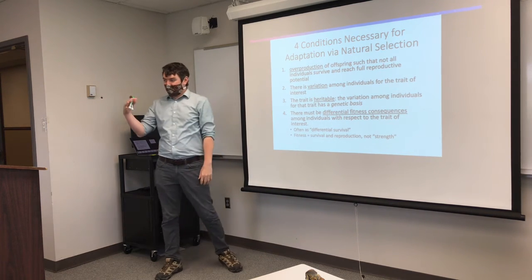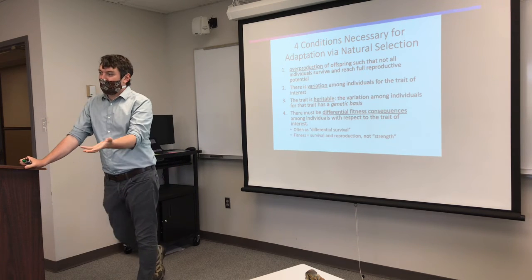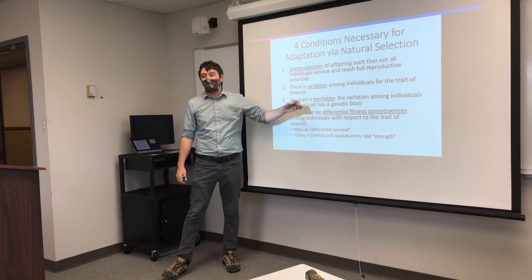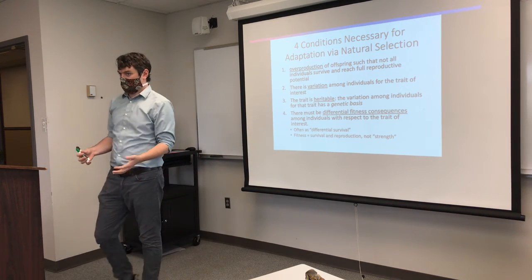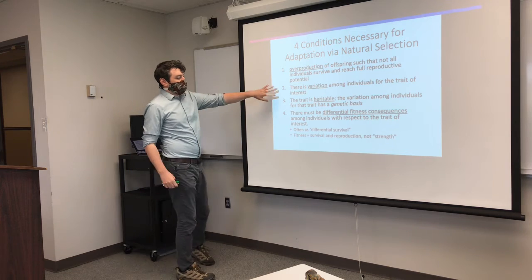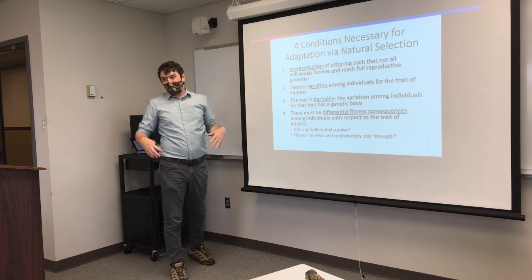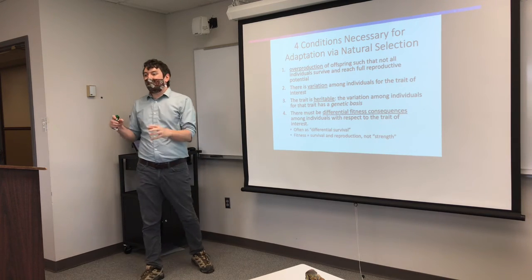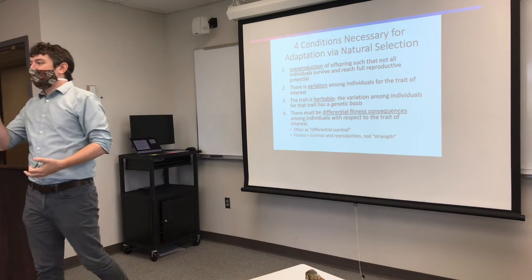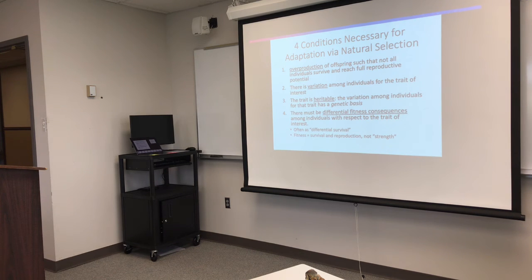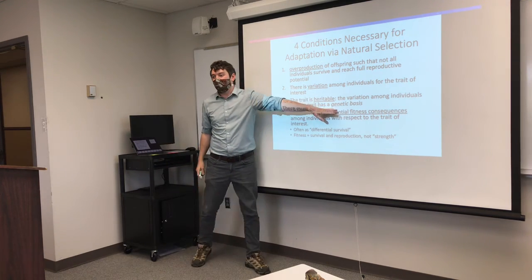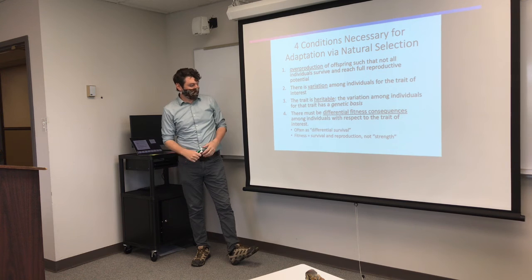Then, with respect to some trait of interest, in this case, what's our trait of interest for the lizards? Horn length. There's going to be some variation among those individuals for a trait of interest. Then that variation in that trait, horn length in this case, is heritable, meaning it has a genetic basis. You can have things that are similar between parents and their offspring not because of a genetic basis, but what matters here is that the heritability has a genetic underlying component.